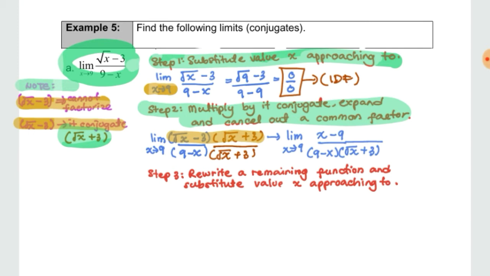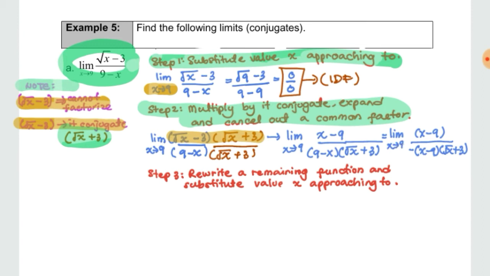Okay, now we can see we have x minus 9 and we have 9 minus x. We cannot cancel out directly because the sign is not equal. So we must arrange 9 minus x to become x minus 9. So that means we must write down the limit of x minus 9 over 9 minus x. Here we can factorize negative. So we get x minus 9 multiply square root x plus 3. And don't forget to write x approaches 9.